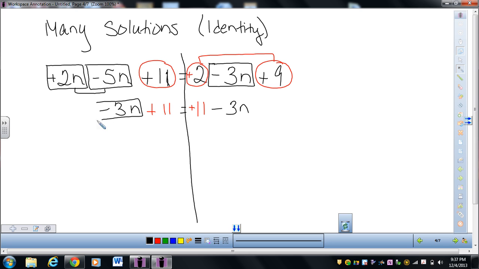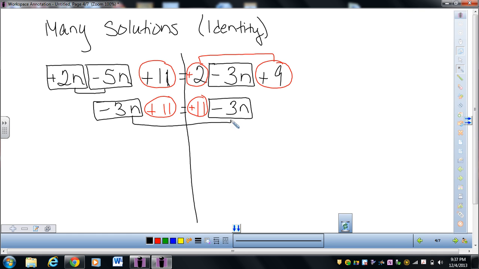And I will box that, because they both have a variable attached. And I will circle this and this because neither of them has a variable attached. So let's do the boxes first.